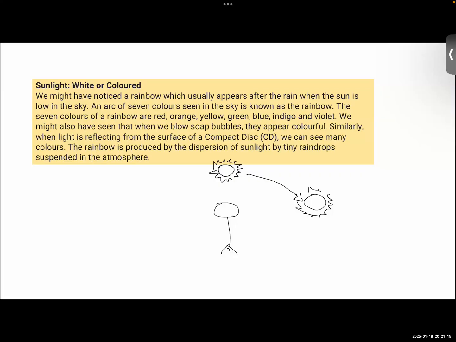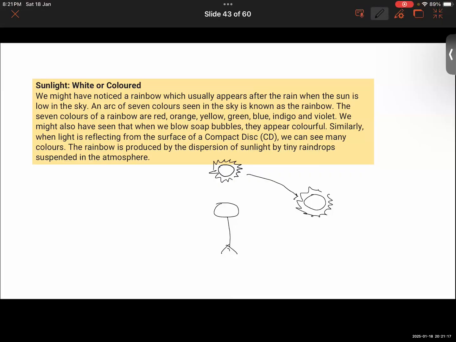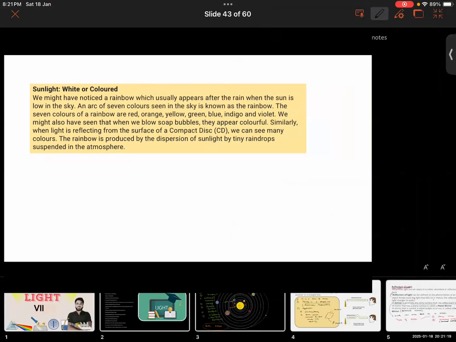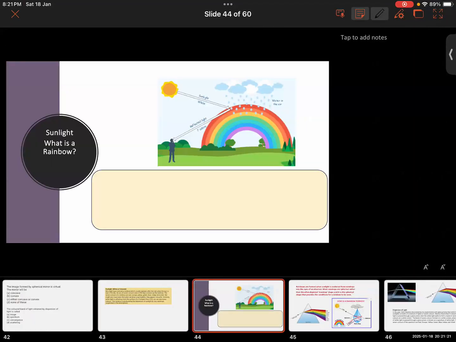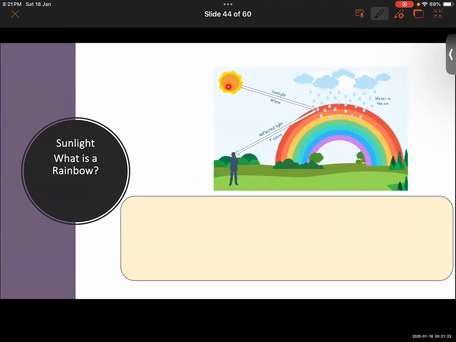Okay, and you know that one thing. One minute, I guess I have a diagram for this. This one over here. See, when the sun is in the lower sky, you must have seen this arc of seven different colors in the sky. Getting it? So what is happening here? Basically, while it is raining, there are lots of raindrops in the sky, right?